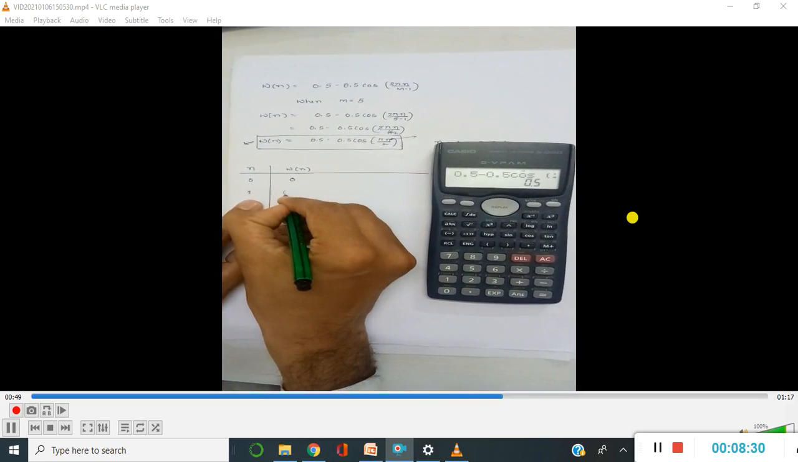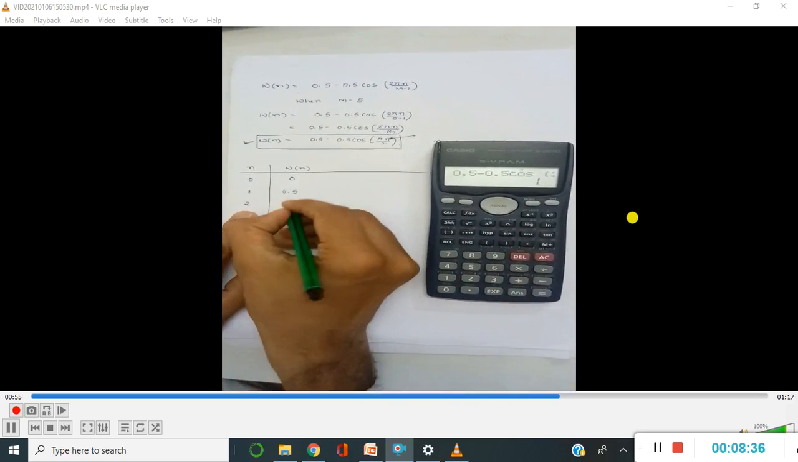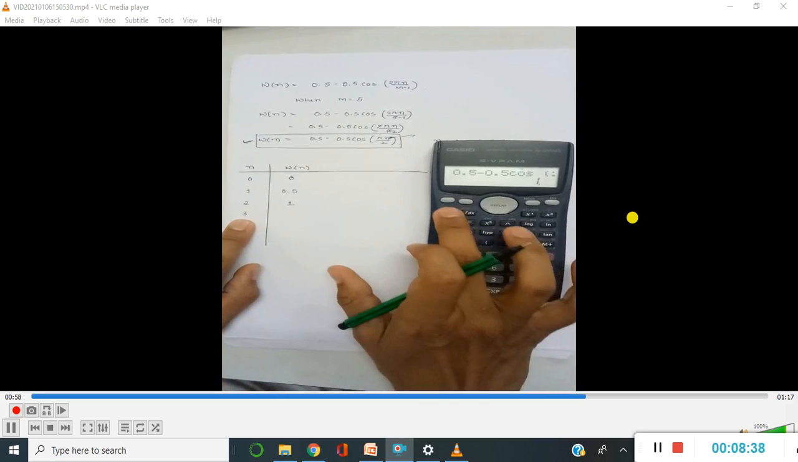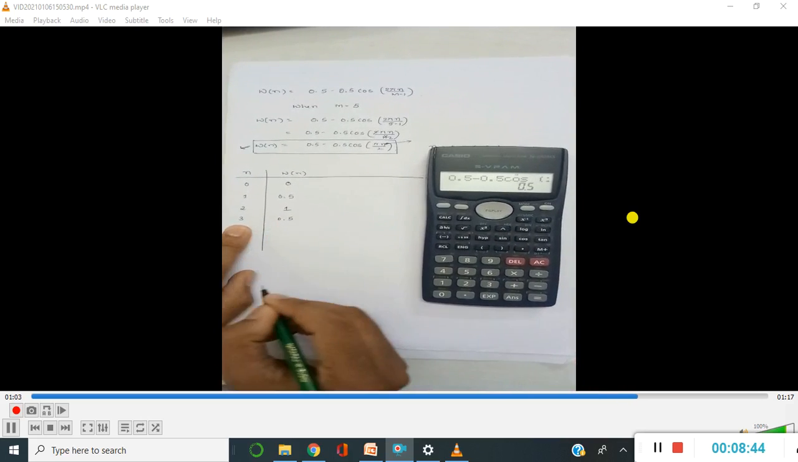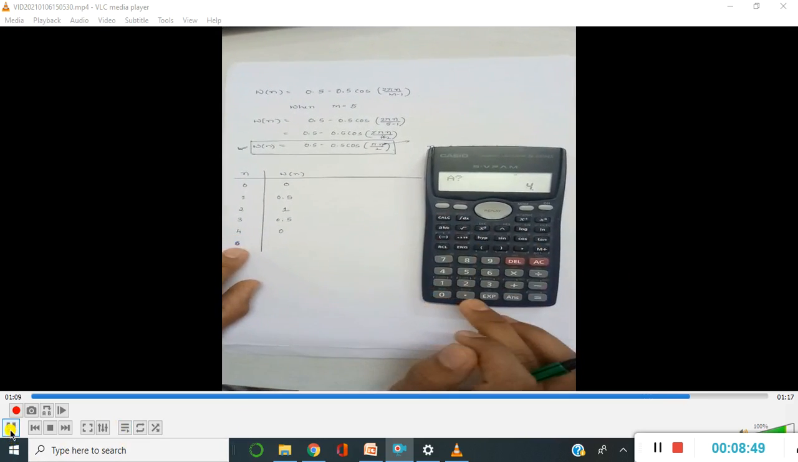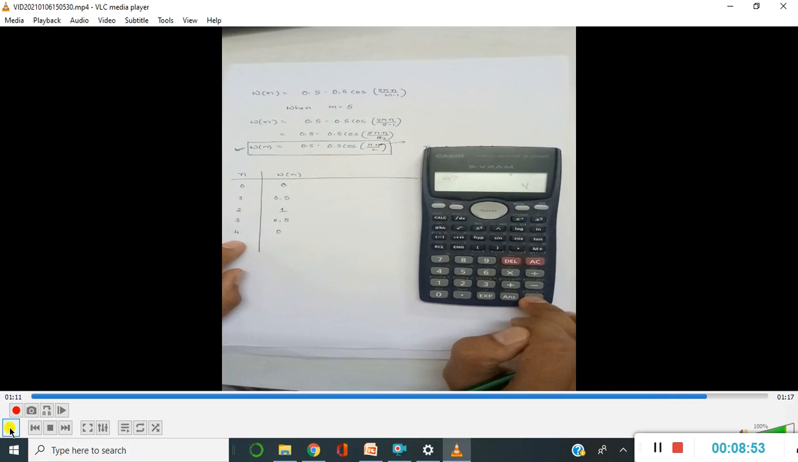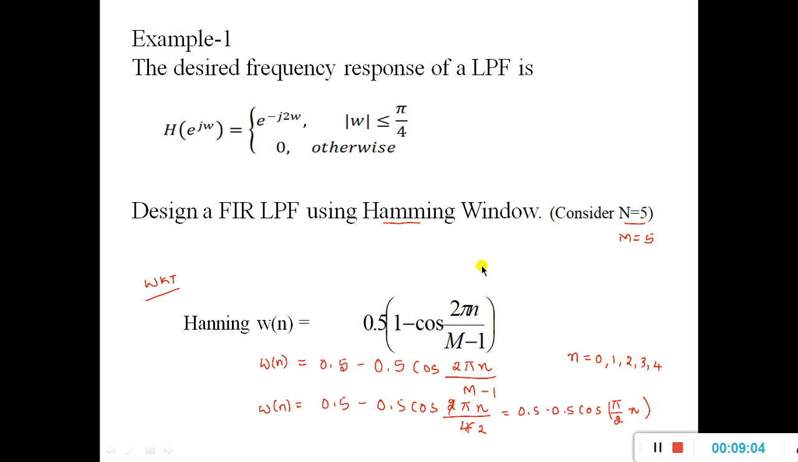Now I will insert 1 and this value is 0.5. Similarly, CALC, it will ask for A. I will put 2, and it gives me the answer 1. Similarly for 3, it is once again 0.5. For the last value n equal to 4, it is giving me 0. So this is how we are supposed to calculate the value of Wn. Is that clear? We have calculated the values of Wn with respect to the Hamming window.